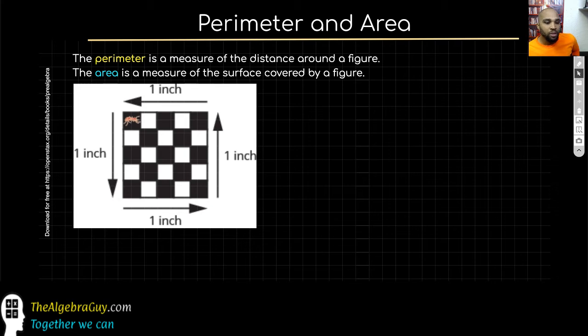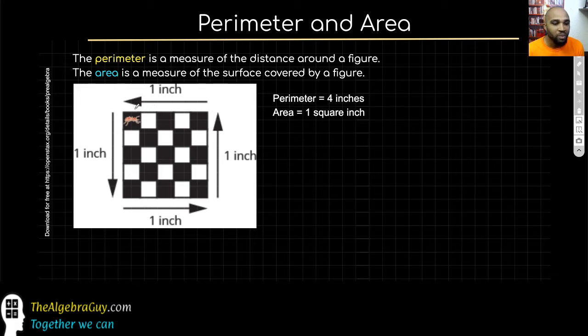Perimeter is a measure of the distance around something, and area is the measure of the surface that it takes up. So the perimeter here equals, it doesn't equal 4. 1, 2, 3, 4. That's 5. Oh, I'm sorry. I'm counting the wrong thing. That's not a good start.